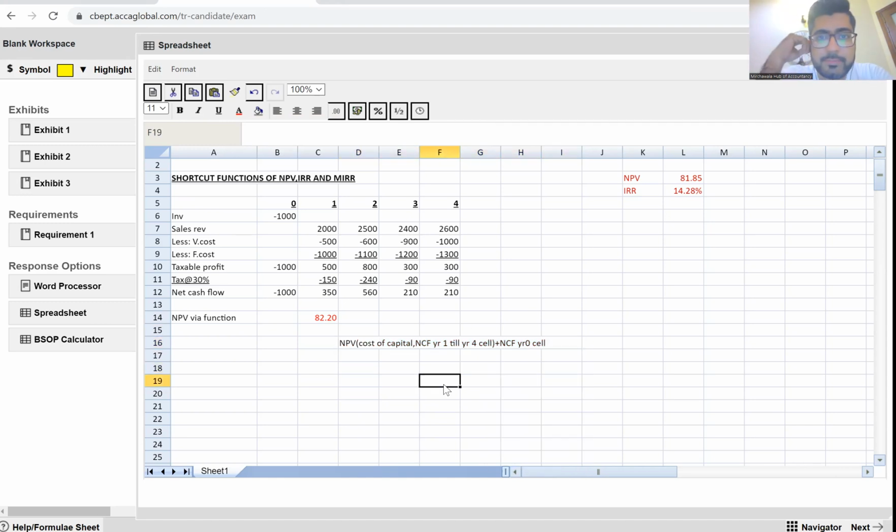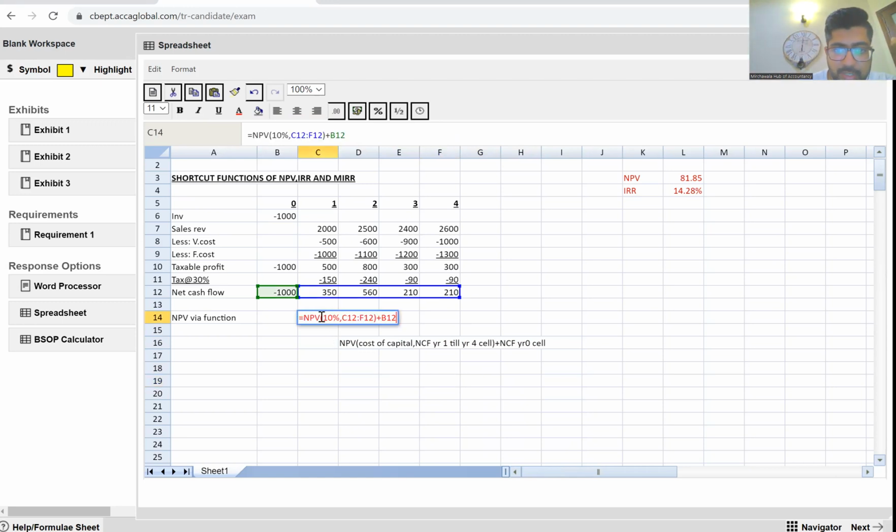And you got the NPV. Okay, this is what I did. To find NPV via function, I open the cell, equals to NPV, bracket open, cost of capital percentage. So cost of capital percentage is 10%, comma, NCF from year 1, so C12 till F12, the NCF of the last year, bracket close, plus NCF year 0 cell, B12. That gives the NPV.